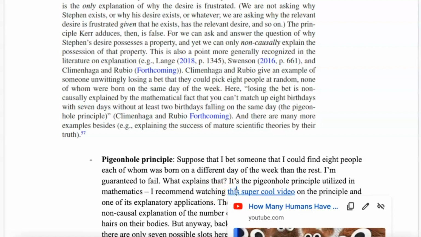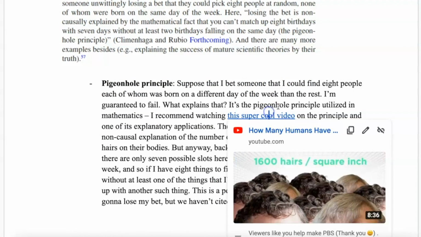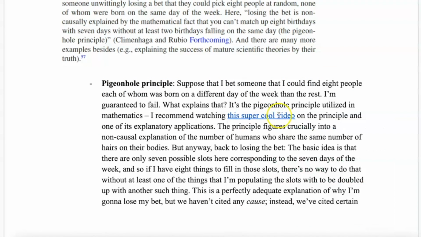The pigeonhole principle, I actually recommend watching this super cool video about the pigeonhole principle. It actually has an explanatory application insofar as it figures crucially into a non-causal explanation of the number of humans who share the same number of hairs in their bodies at any given time. Super fascinating. Anyway, suppose that I bet someone that I could find 8 people, each of whom was born on a different day of the week than the rest. Well, I'm guaranteed to fail.